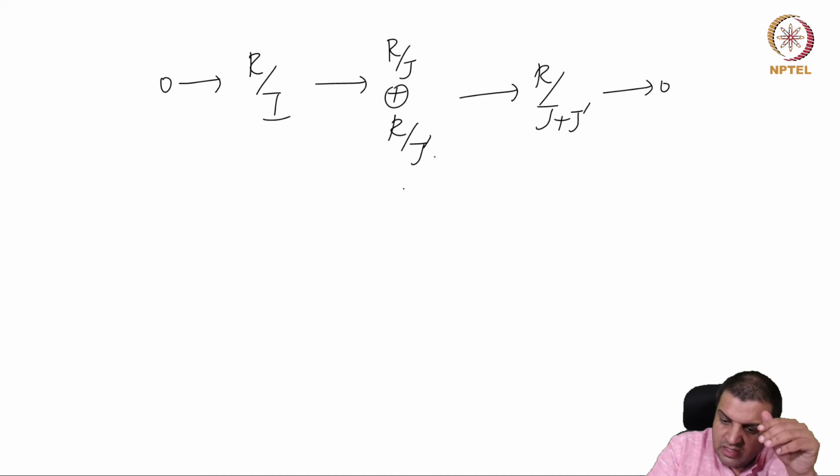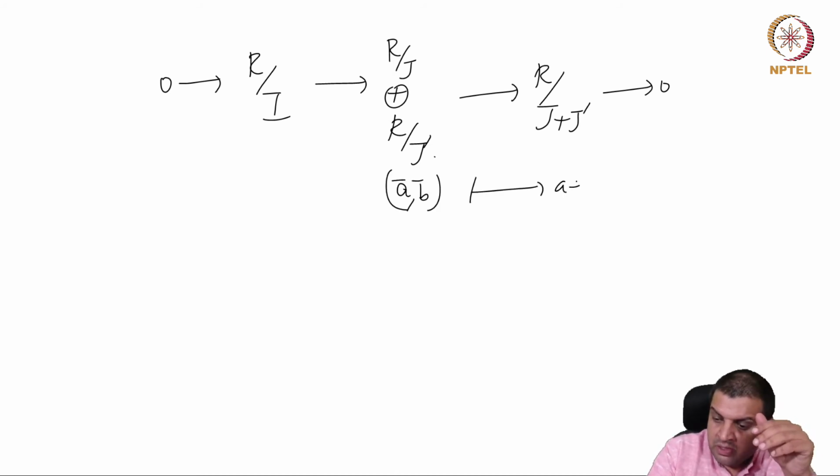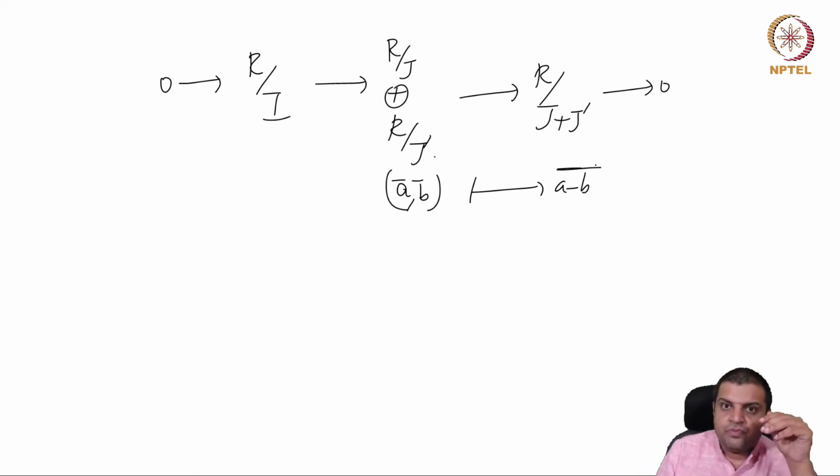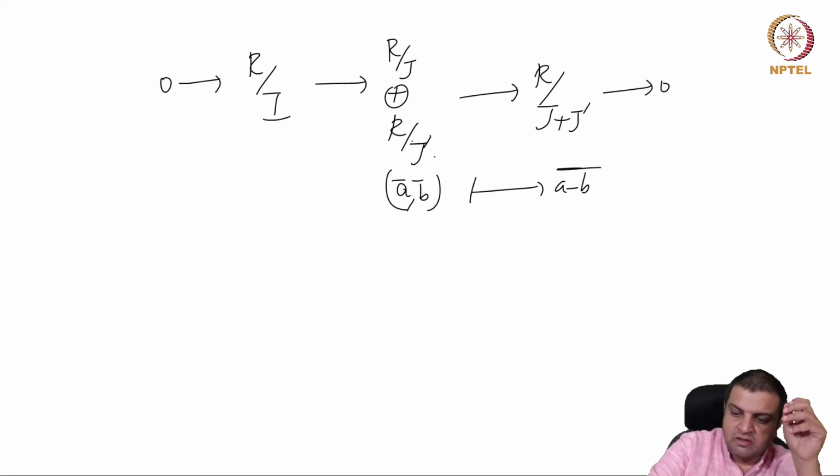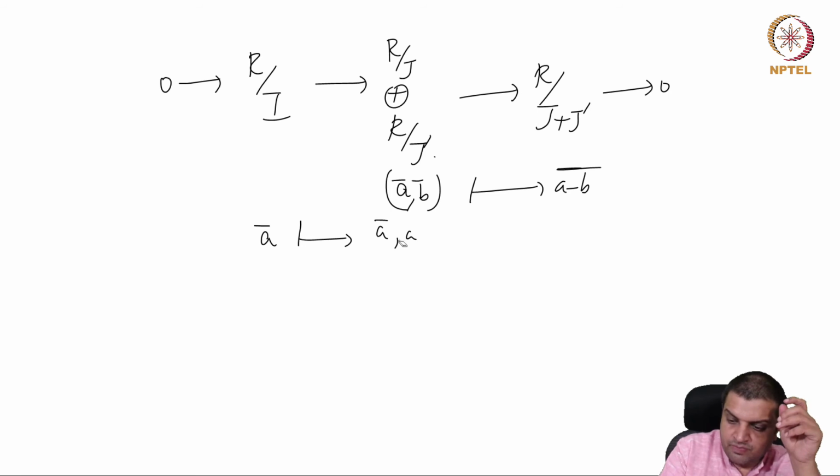The map is, if we take some a bar comma b bar here, that goes to a plus b bar, or maybe write it as a minus b bar. Okay. Bar denotes the appropriate values. Okay. And here the map is some a bar goes to a bar comma a bar.